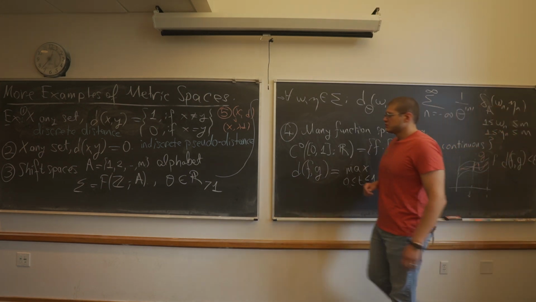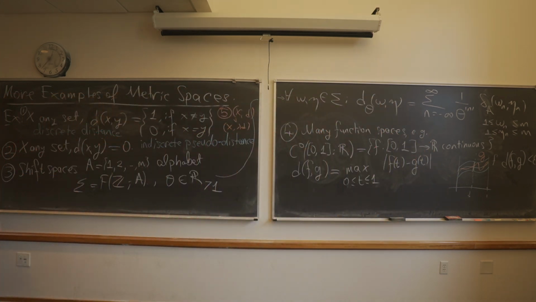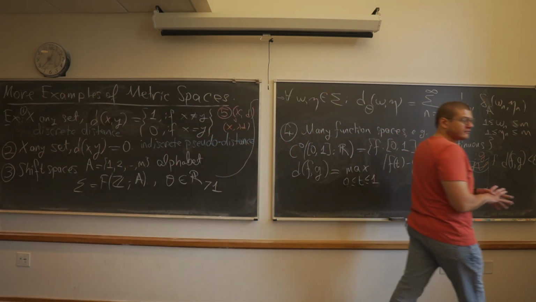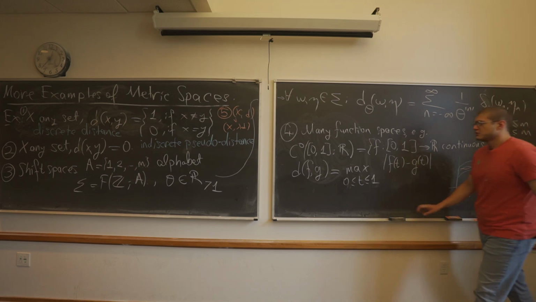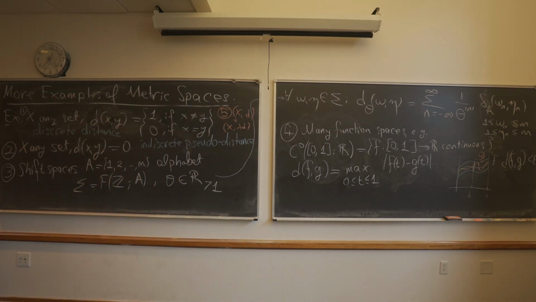Okay. Any questions about these examples? There are many more examples in the textbook and other places, but these are sort of the most fundamental ones. Yes? So for example 5 here, are we assuming the (X, d) is already a metric space? Yes. Okay. Yes. Any other questions?